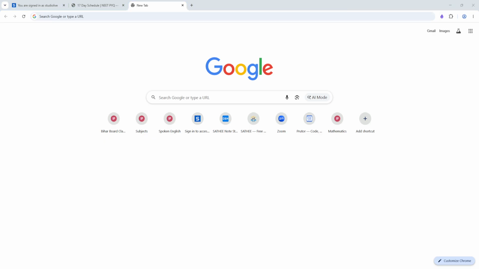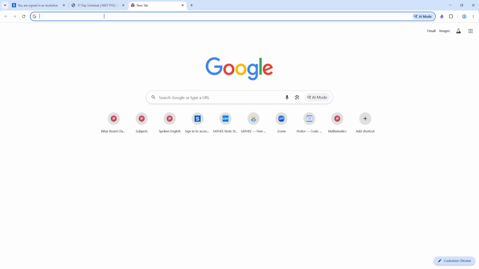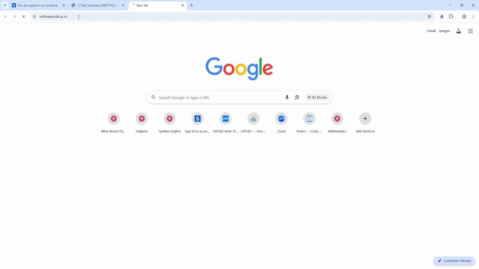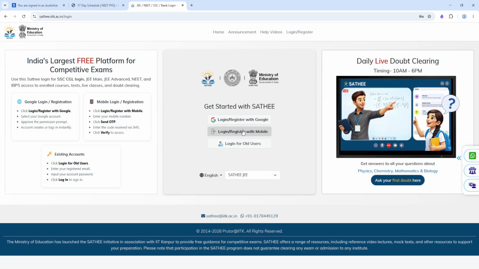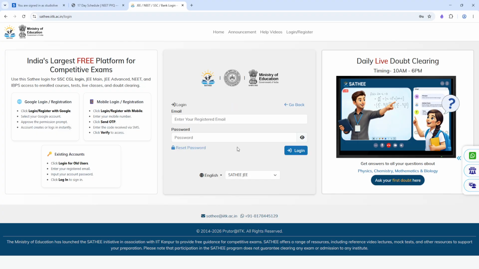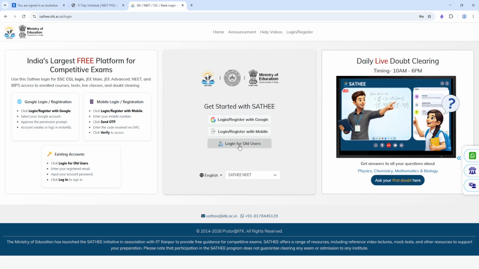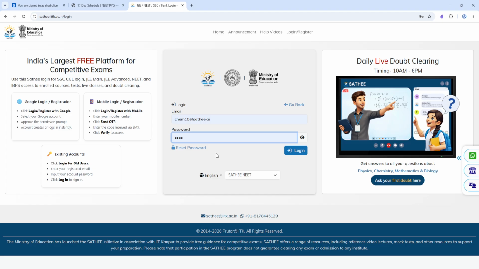So first of all, you should open the SATHEE website, SATHEE JEE, SATHEE NEET, iitk.ac.in. If you are not registered till now, first register through Google. If you are registered already, just enter the details here, the email ID and the password, and change this from JEE to NEET. After that, log in here.